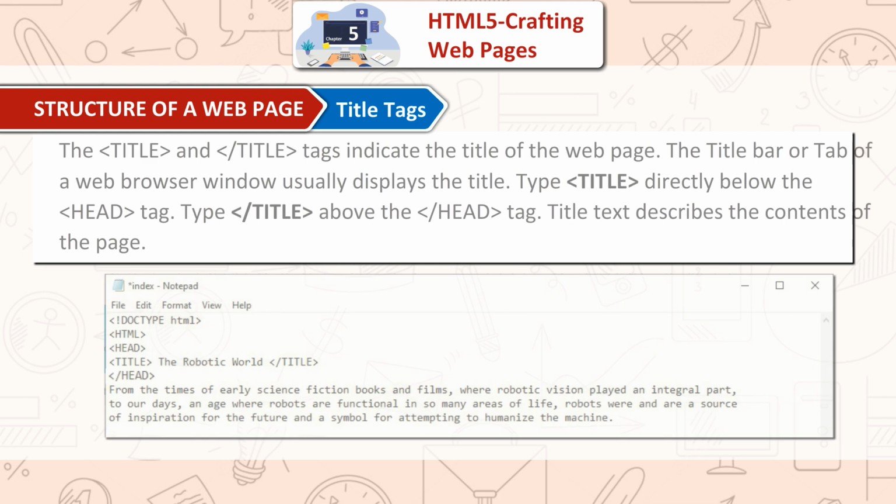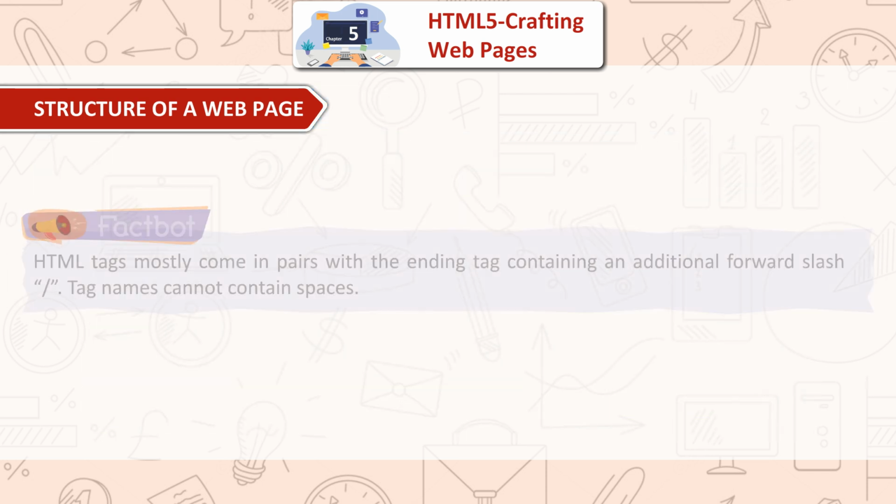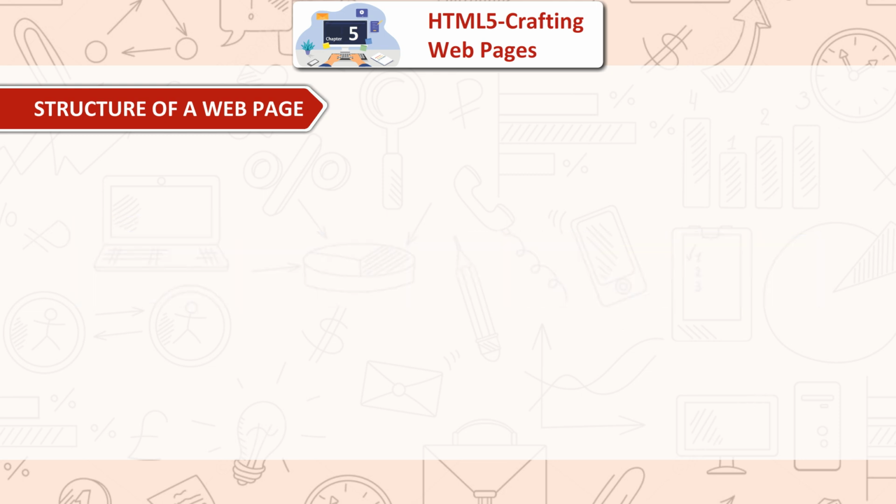Title tags. The title and /title tags indicate the title of the web page. The title bar or tab of a web browser window usually displays the title. Type title directly below the head tag. Type /title above the /head tag. Title text describes the contents of the page. Factbot. HTML tags mostly come in pairs with the ending tag containing an additional slash. Tag names cannot contain spaces.